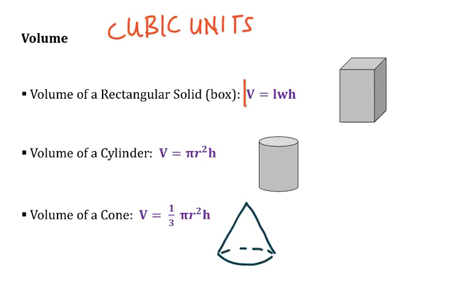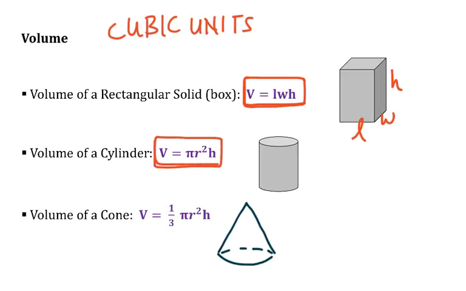So, for the volume of a rectangular solid or a box, the formula is V equals L times W times H. This means we're multiplying the length times the width times the height to get back the volume. The volume of a cylinder is pi r squared h.